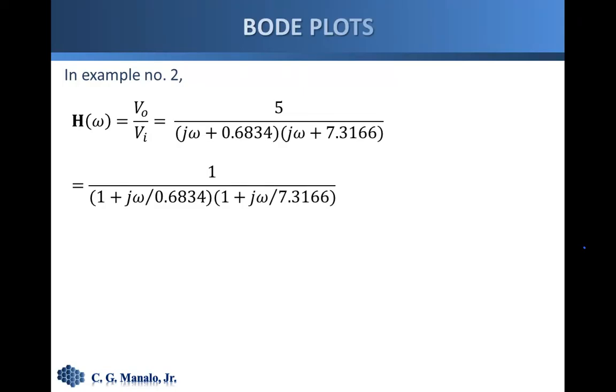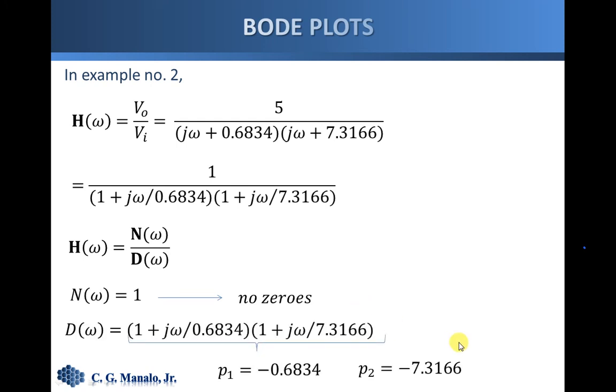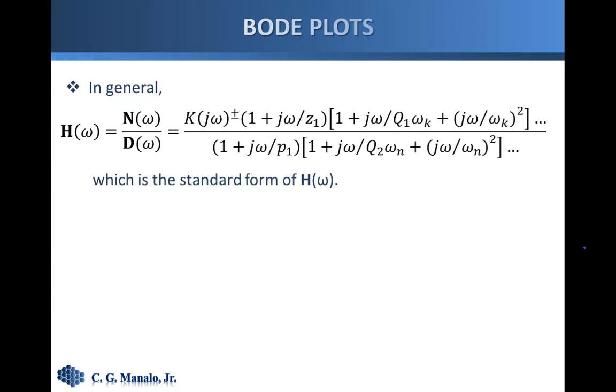In example number 2, we got a transfer function that is like this. And based on the transfer function, we have no zeros, but we got two poles. Now, in general, a transfer function can be expressed in terms of what we call a standard form.